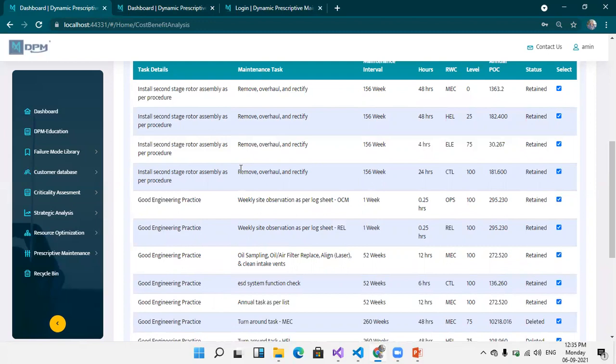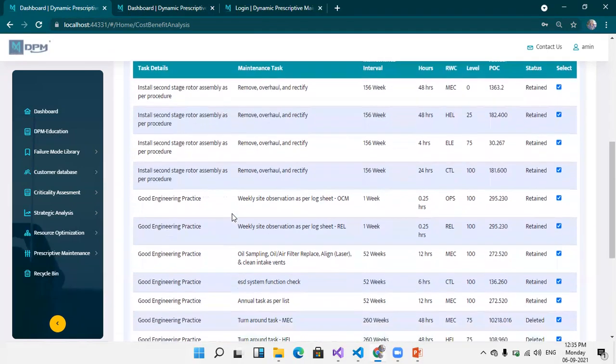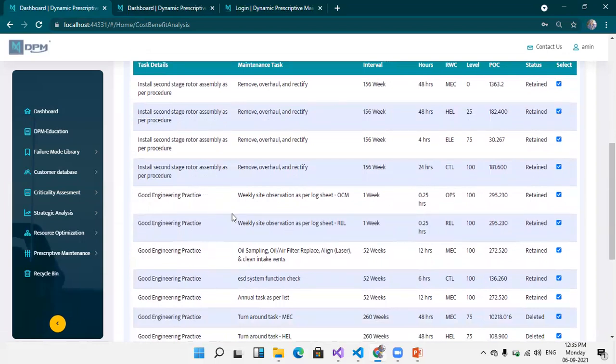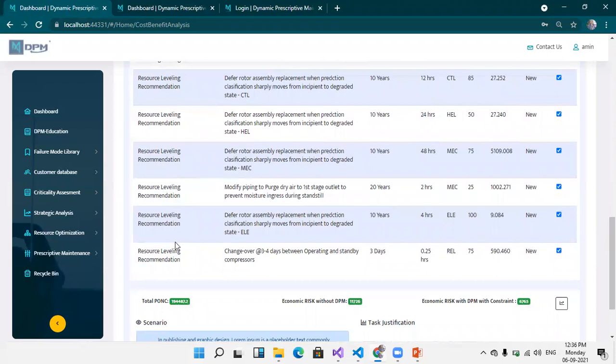What is the impact on the risk? There are 10 tasks recommended and only 6 tasks can be carried out. Risk will increase. Suppose the task coming from RCM, you cannot do it due to some constraint. Then it will go to constraint management, and then it will pick up from the DPM library and generate a new set of tasks. These tasks are called resource leveling recommendations, meaning you are managing the constraint. Those tasks are eliminated and new tasks have come.